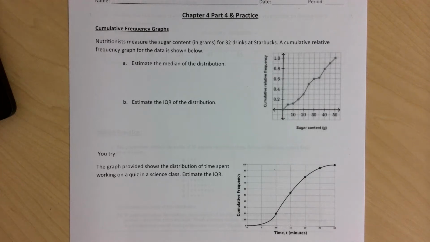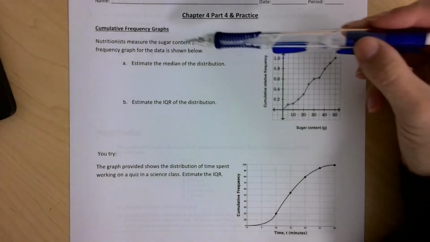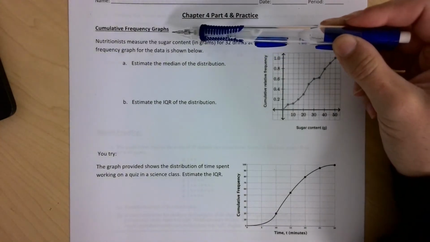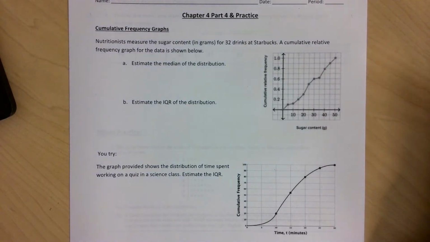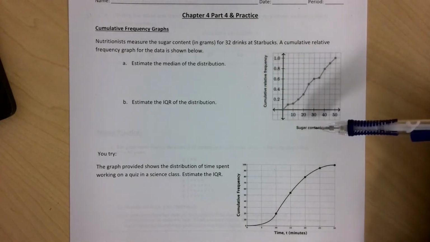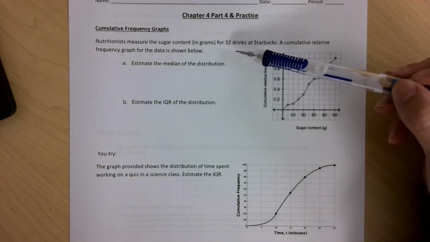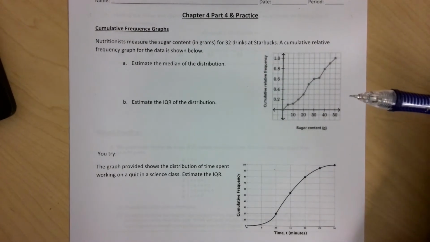Chapter 4, Part 4. The first thing we will talk about in this section is cumulative frequency graphs. What a cumulative frequency graph does is it shows you where percent of your data lie. In this first one here, we're looking at sugar content for 32 drinks at Starbucks.